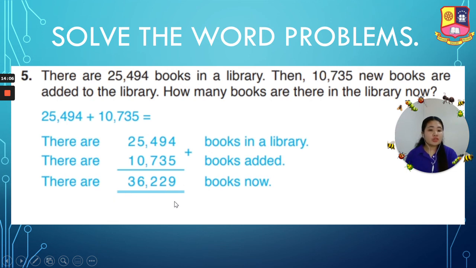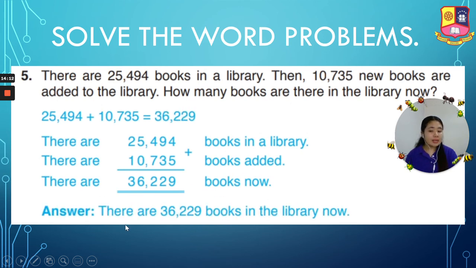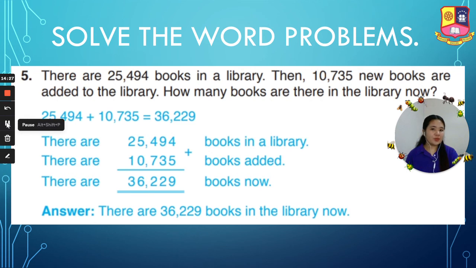So this is already the answer for the addition sentence. There are 36,229 books now. So answer, same. There are 36,229 books in the library now. Okay, so that is the answer for number 5.